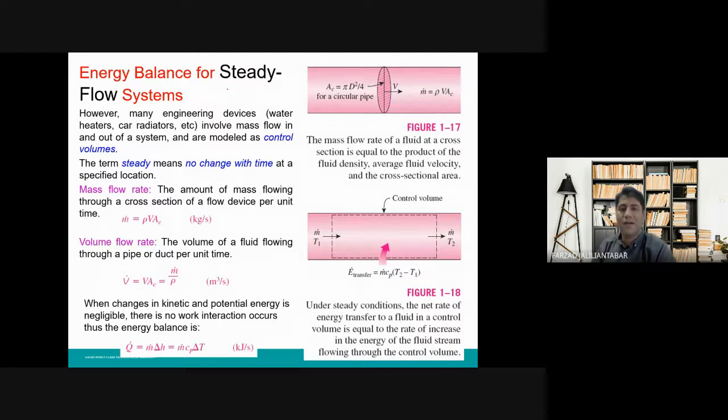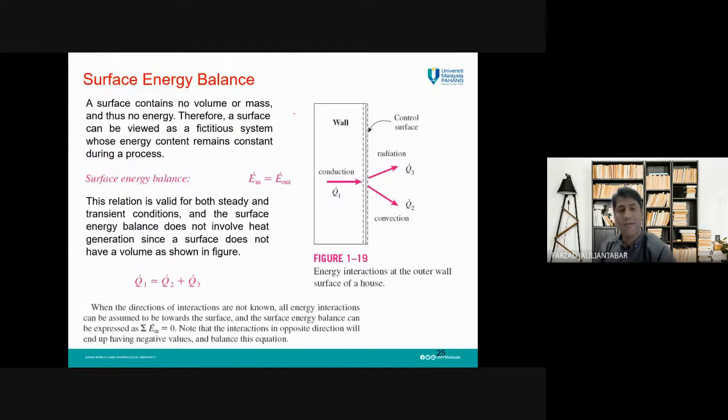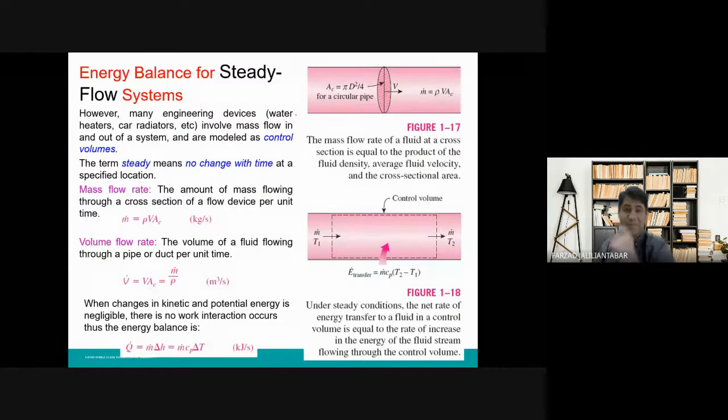How about a system with flow, like what I told you, like a pipe with a flow with high temperature inside? Then the energy balance can be written by the energy balance equation. But this time we need to have more information about our system, because here we have mass flowing through the system.